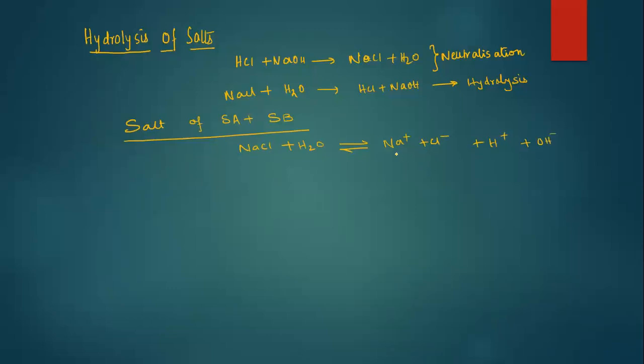Na wants to remain as Na plus, it doesn't want to remain as NaCl. Cl minus wants to remain as Cl minus. So this is the stable state. This NaCl dissociates completely into Na plus and Cl minus, but H2O does not dissociate completely into H plus and OH minus. So the H2O dissociation is quite less.